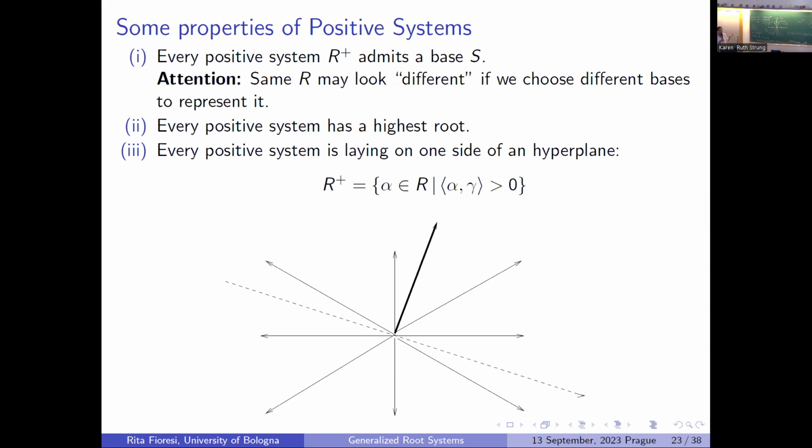And then I also wanted to say that R may look different if we choose different bases. I don't have the time. I wanted to do a little calculation, but we don't have it. Every positive system has a highest root and lies on the side of a hyperplane. If you know root systems for Lie algebras, this is really what you expect. This is what happens, right? Same. So the proof is not complicated at all.